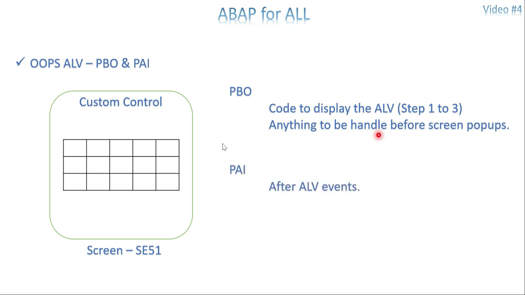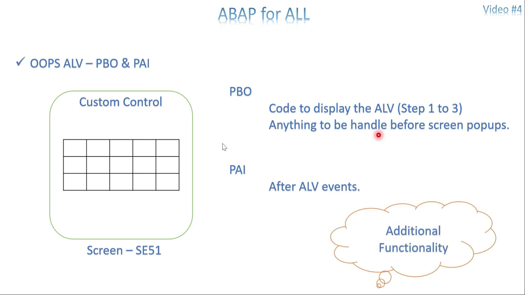PAI we have a lot, but in one line I can say any event to be handled in the PAI module. So after ALV events, it may be a button click or enter or a save button, whatever it is. Okay, so those are going to be handled under PAI of your screen.